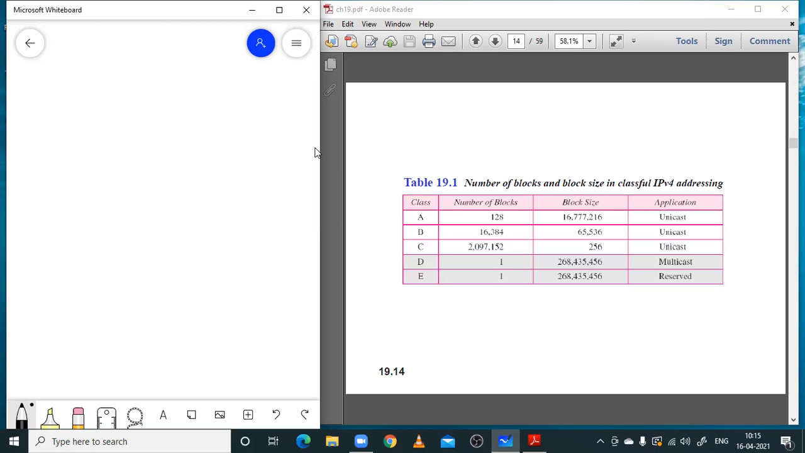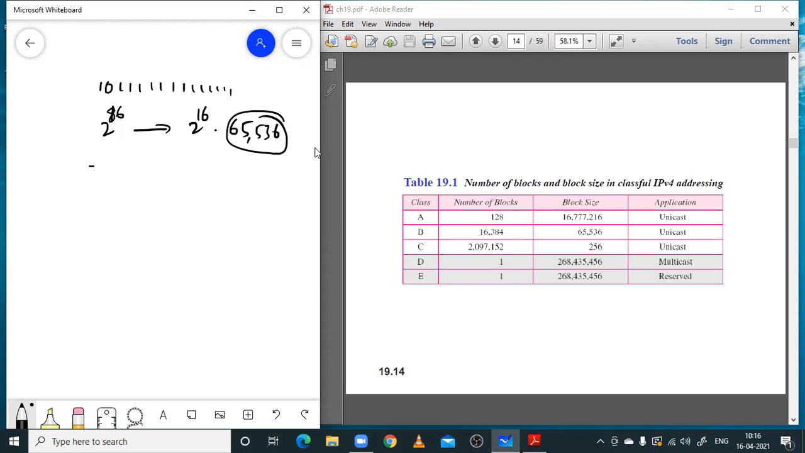So coming to class B, how many IP addresses are there? How many bits are considered? 1, 0. Remaining 1, 1, 1, 1, 1, 1, 2, 3, 4, 5, 6, 7, 8. So how many? Sorry, 2 power 16 will be the network IDs. And the remaining 2 power 16 will be host IDs. So 65,536 will be host IDs.